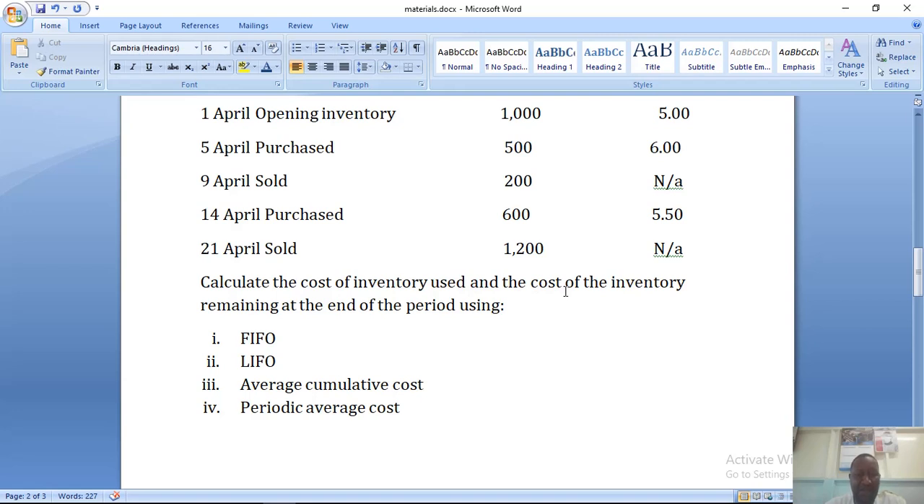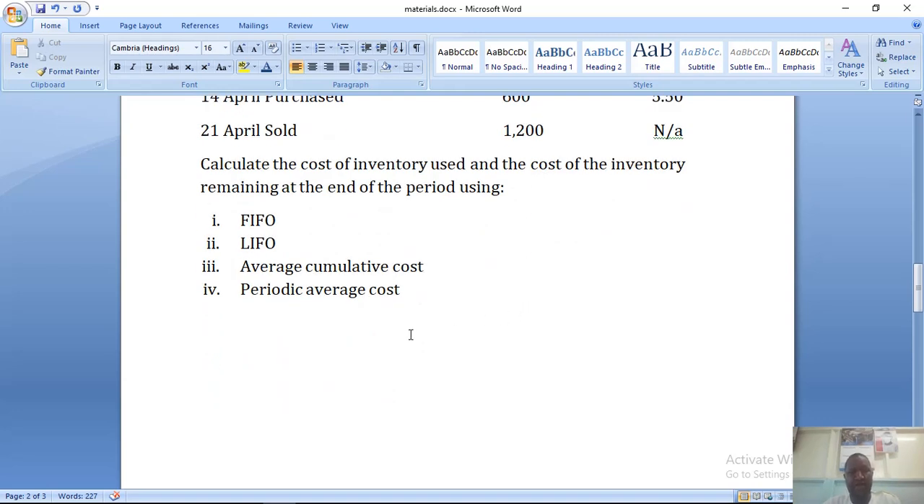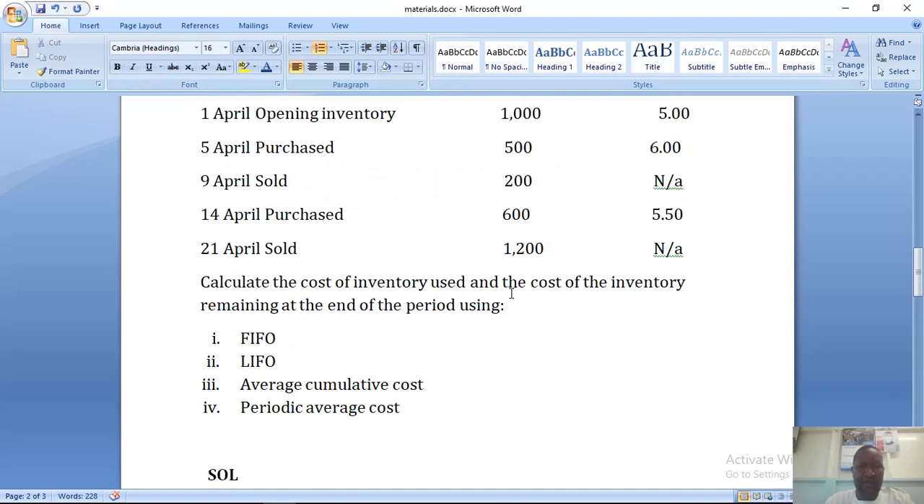So let's start with our first one, using the FIFO method. We've said FIFO stands for first in, first out. So there you are making an assumption that the inventory that came in first should be the first to be used. So as part of the solution, let's go back to the table.